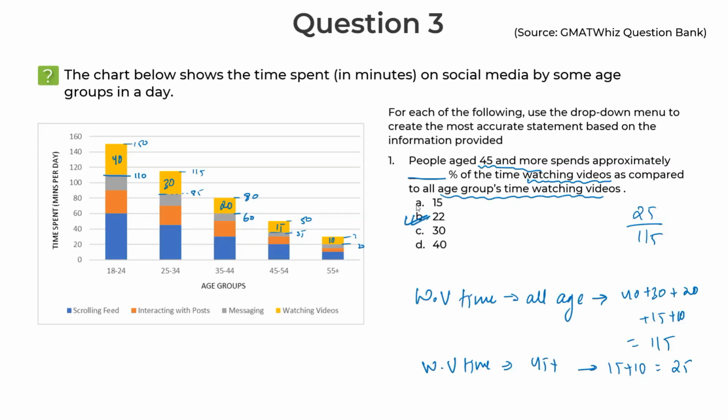I hope you understand this. For all of you who mark anything other than 22 for the first question, you got it wrong. Maybe it was some calculation mistake or something or the other. Please let me know what the mistake was. Was it the watching video time of all the ages, the 115, that you did not get, or was it the watching video time of the 45 plus? Please let me know, but the answer for the first question has to be 22.